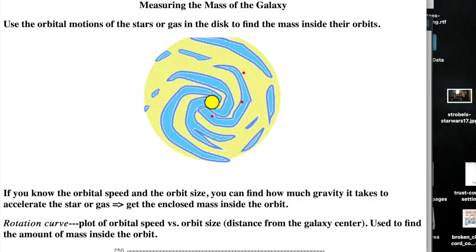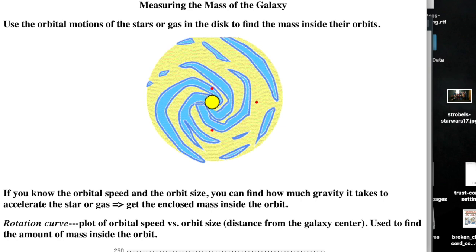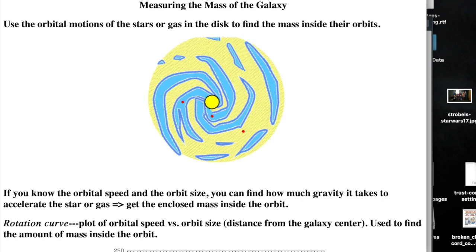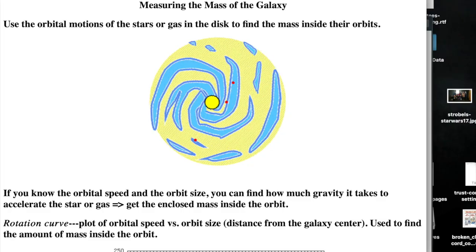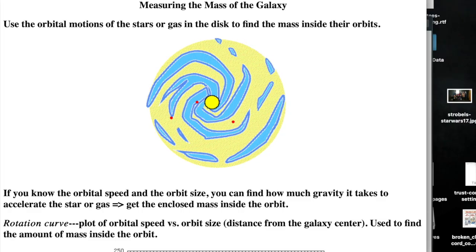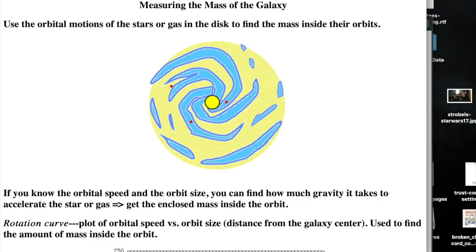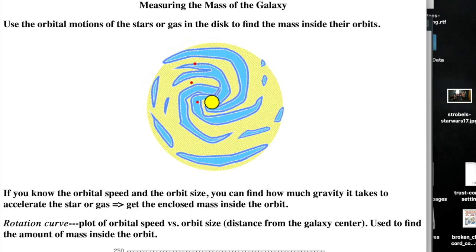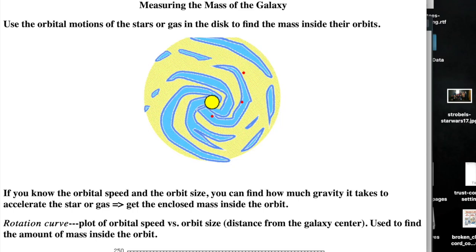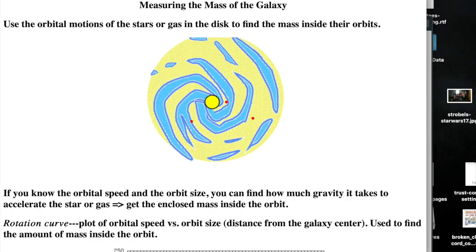Next slide. To find the masses of planets, we look at the motions of satellites orbiting them. To find the masses of stars, we look at motions of stars orbiting each other. For the Milky Way, we use the orbital motions of the stars or gas in the disk to find the total amount of mass enclosed inside their orbits.